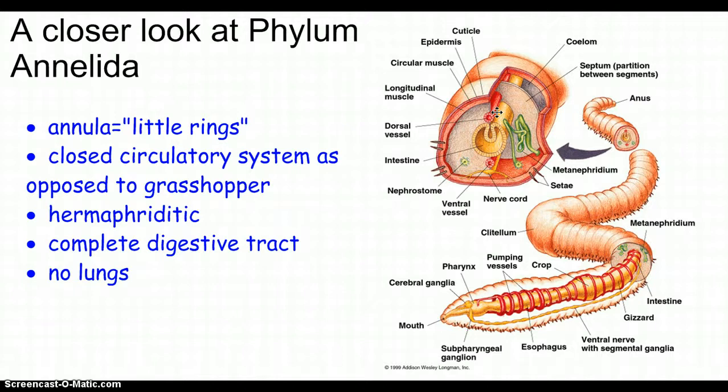If you have blood vessels, you're considered to have a closed circulatory system, whereas the grasshopper has an open circulatory system, and basically it just has a type of blood that washes through the body and carries the nutrients that it needs. It doesn't have blood vessels.